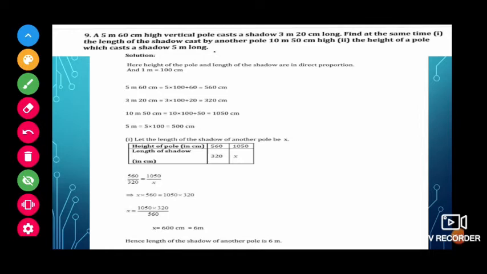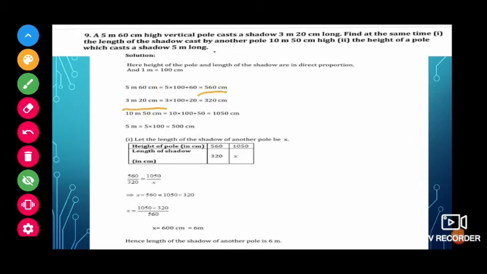In the first case, a 5 meter 6 centimeter high vertical pole. Here if you observe, children, one is in meters and one is in centimeters. It will be a little difficult to proceed with this measurement. So first we have to convert either everything into centimeters or into meters. So the first one, 5 meter 6 centimeter. If we convert it totally into centimeters, 5 meter we can write as 5 into 100 plus 6 centimeter, totally 506 centimeters.